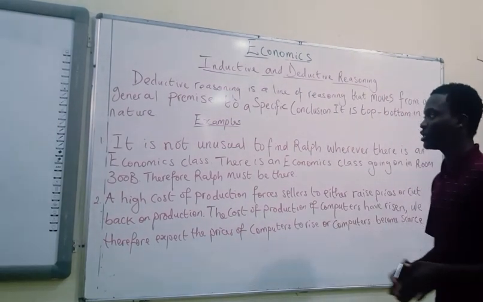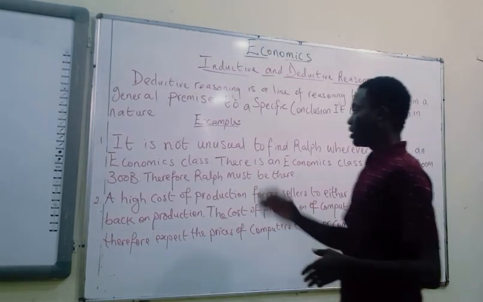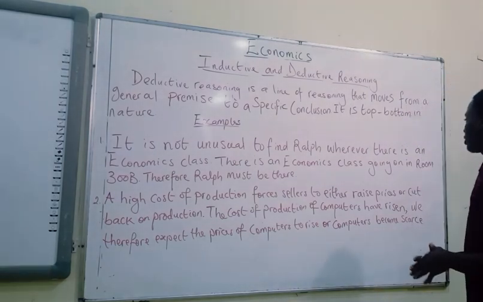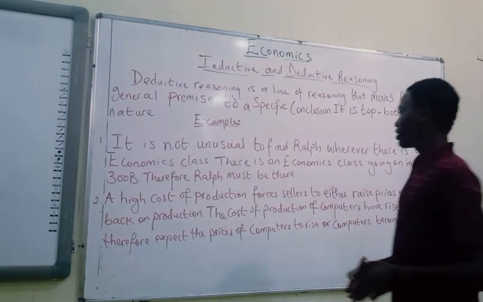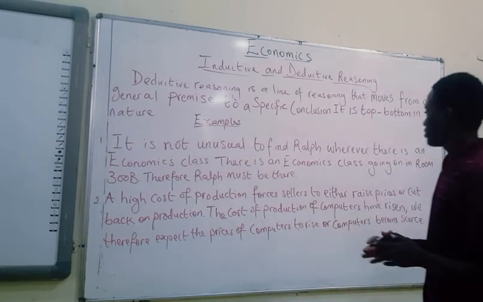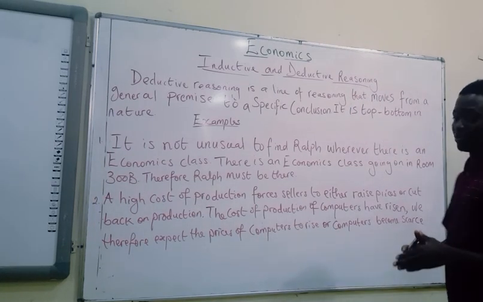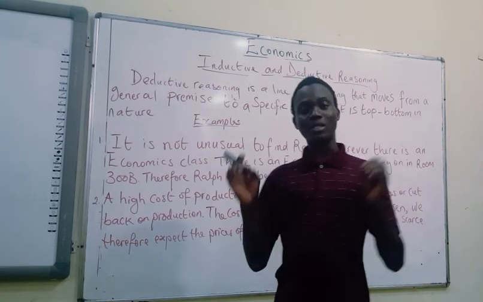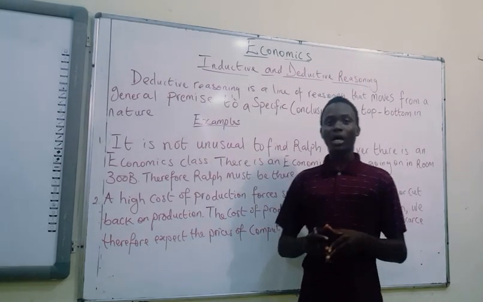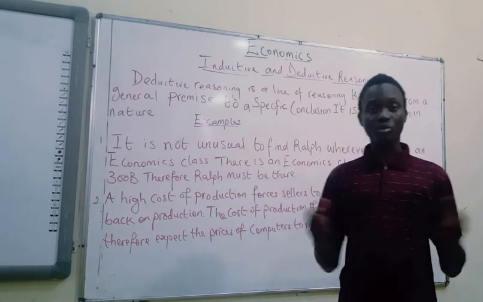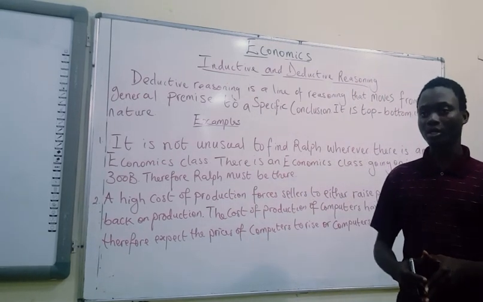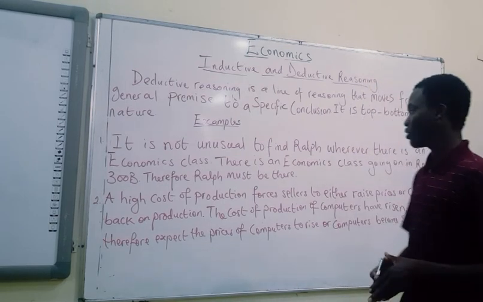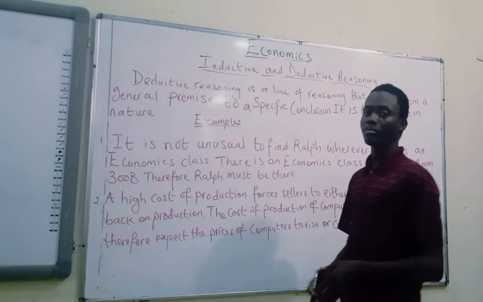So we have examples here to get our understanding. It is not unusual to find Ralph wherever there is an economics class. That means we've probably studied Ralph, and we already have this general notion of Ralph that whenever there is an economics class, you just seem to find Ralph. It must have happened over time, and that is why we can say that of Ralph. So this happens to be the general premise.